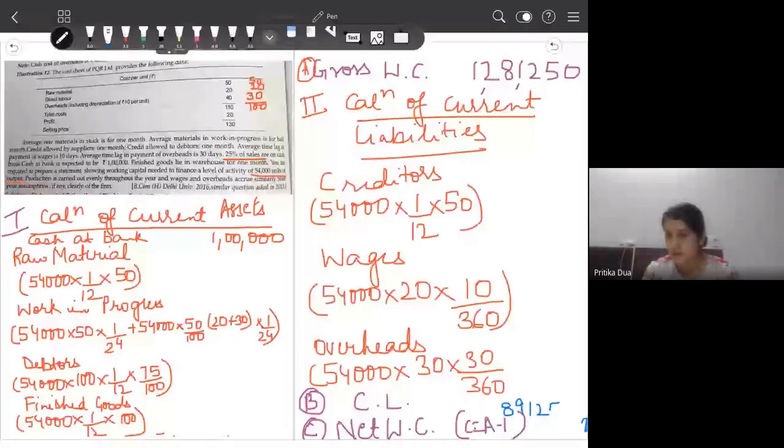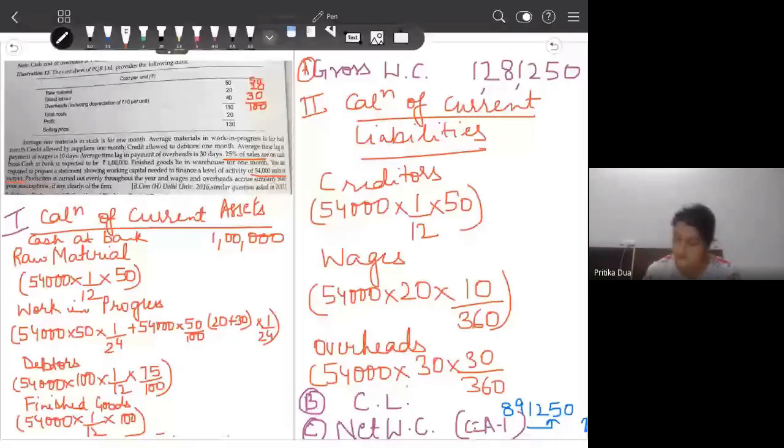So the net working capital, okay, this is the total of current liabilities. I'll write it here. 3,90,000 are the current liabilities, which gives you a net working capital of 8,91,250. Any questions from this? So I hope this is clear.